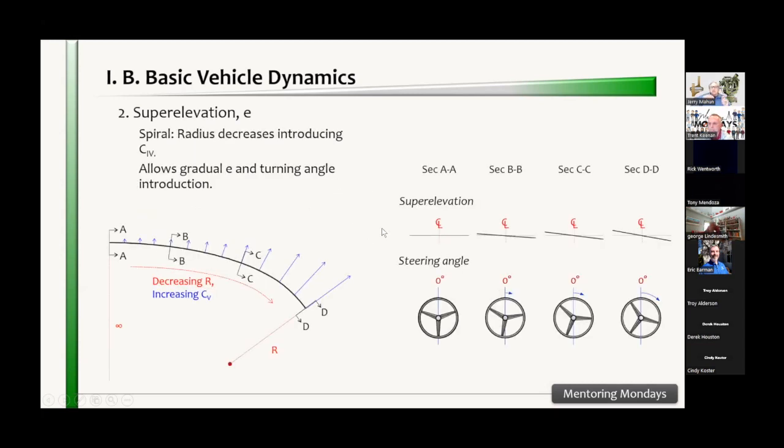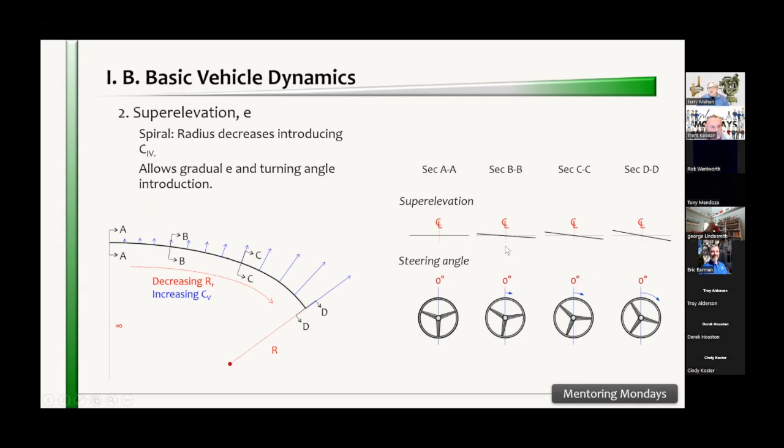All right, so if we put in a spiral that's got a constantly decreasing radius, what happens is we start at the tangent with no centrifugal force acting on the vehicle. And as we go further and further into it, the centrifugal force starts to build up, getting larger and larger. So at section AA, we've got flat pavement and our steering wheel is straight ahead.